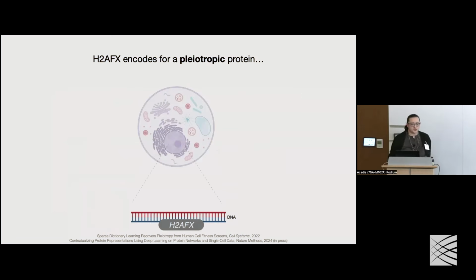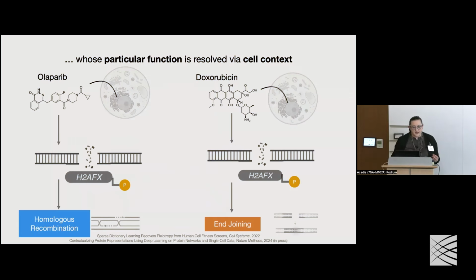Similarly, if we look at H2FX, H2FX is a gene that encodes a pleiotropic protein, meaning that its particular function is also resolved and can depend on biological context. Here, what we mean is the cellular context. H2FX and its product in an environment with olaparib would perform a different function than the same gene product in the environment of a different chemical compound, such as doxorubicin.